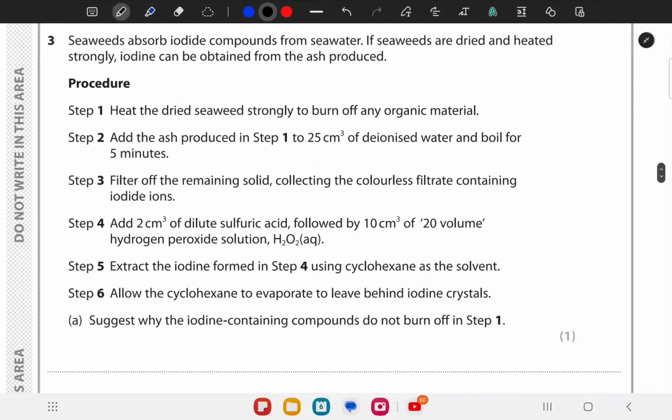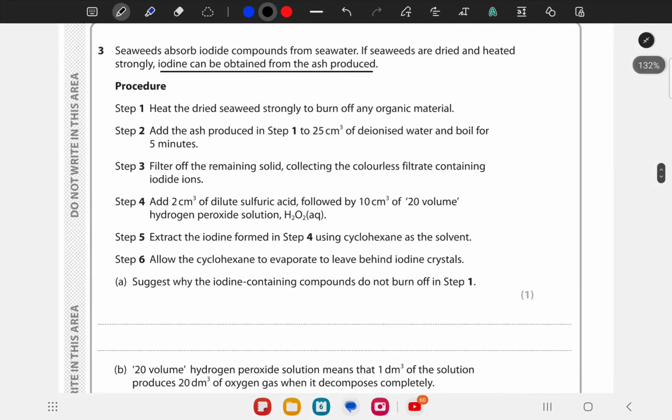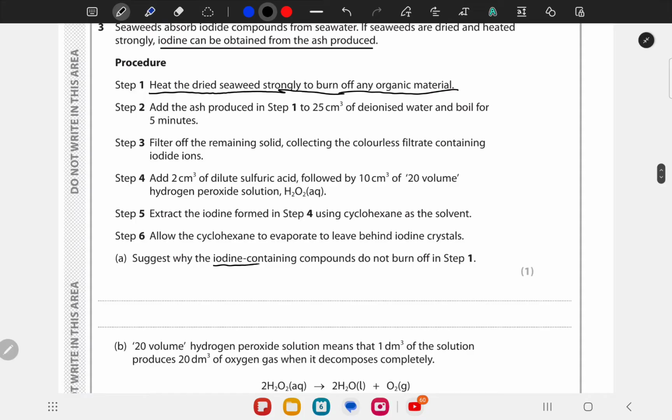Now moving to question 3. We have this experiment about obtaining iodine from the ash produced by heating seaweed. In step 1, we are told that they heat the dried seaweed strongly to burn off any organic material. We have to suggest in part A why the iodine containing compounds do not burn off.